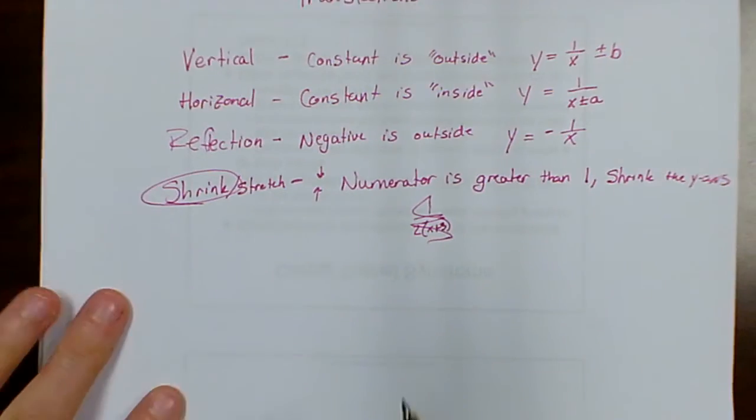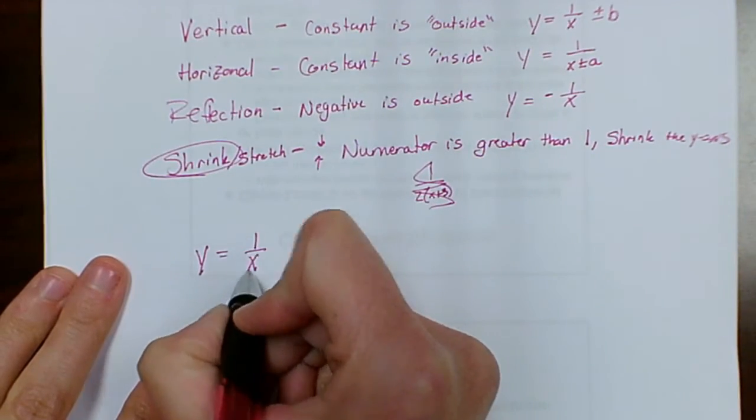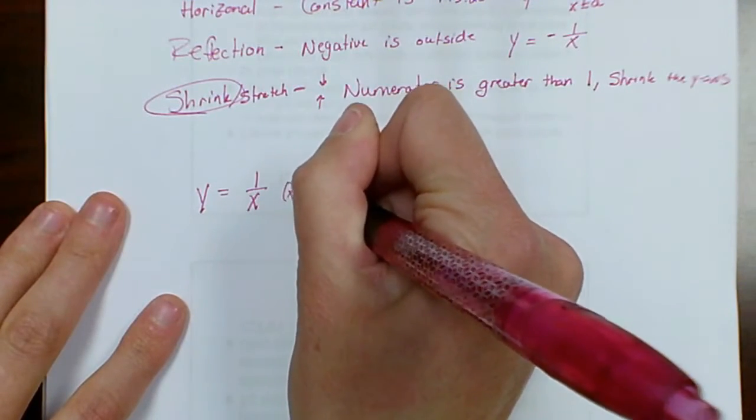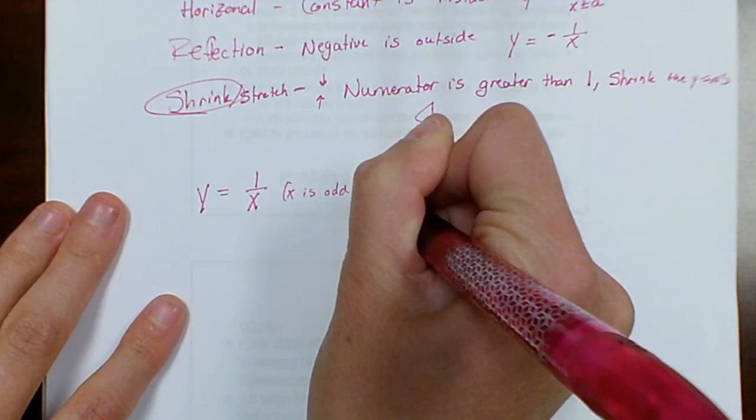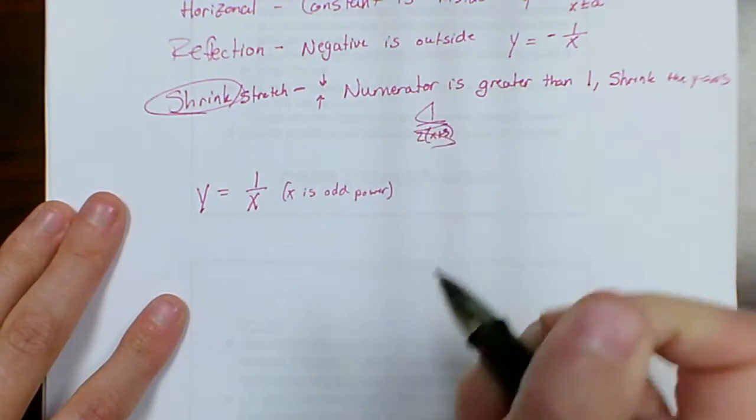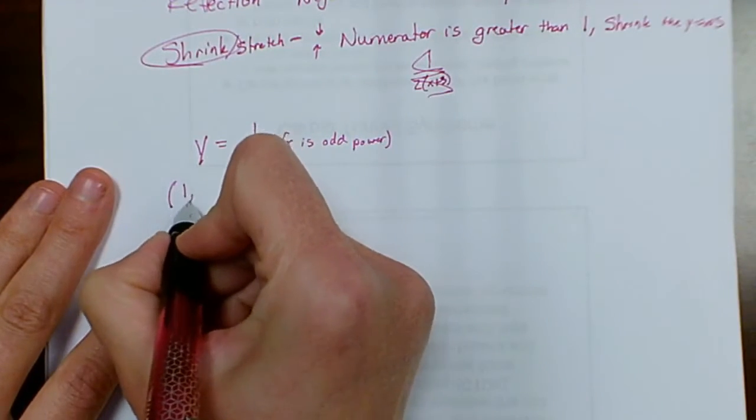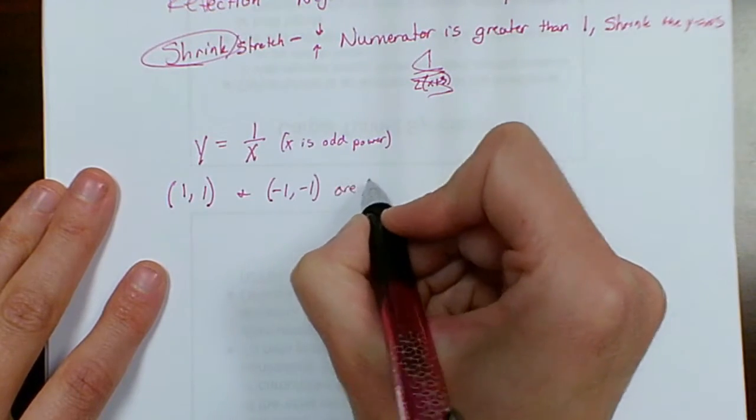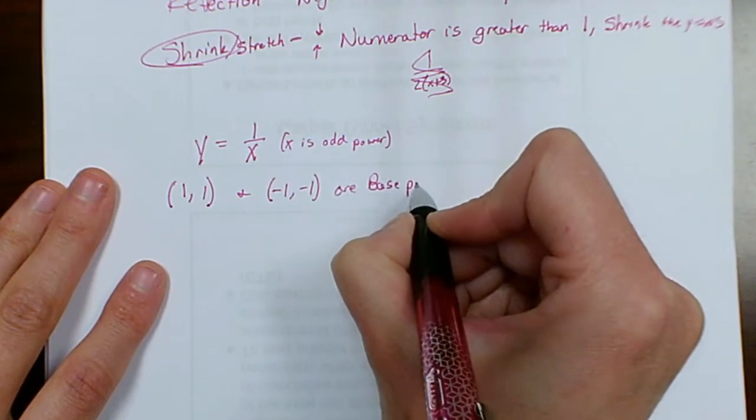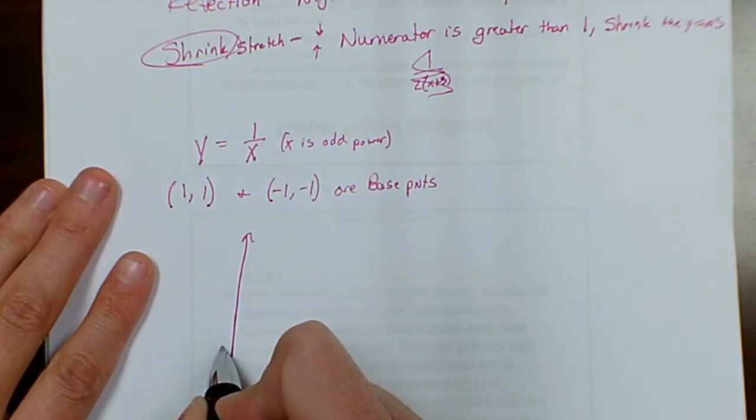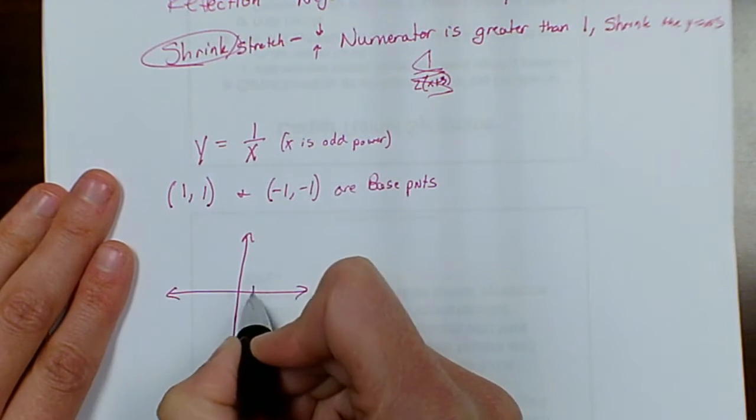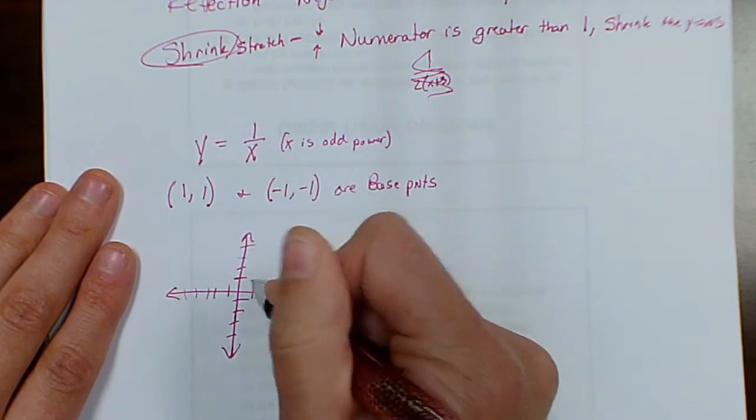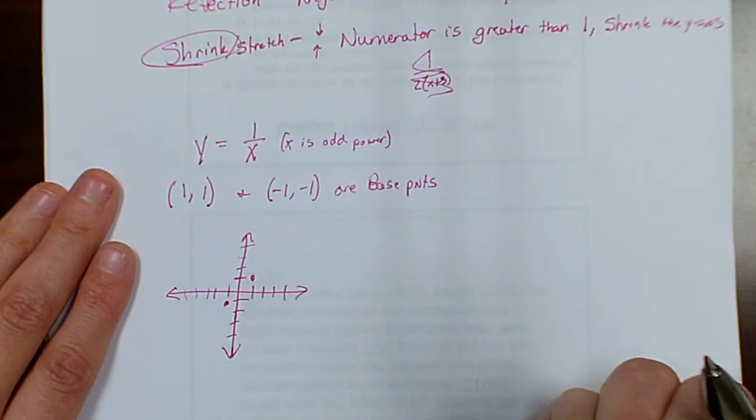The parent graphs of this. So if you make a t-table when x is to the odd power, we will have points 1, 1, and -1, -1. These are the base points. And to sketch this graph, you will use the base points to move your graph.